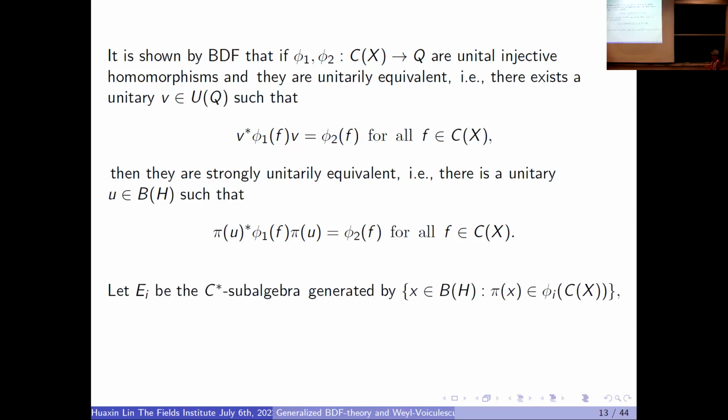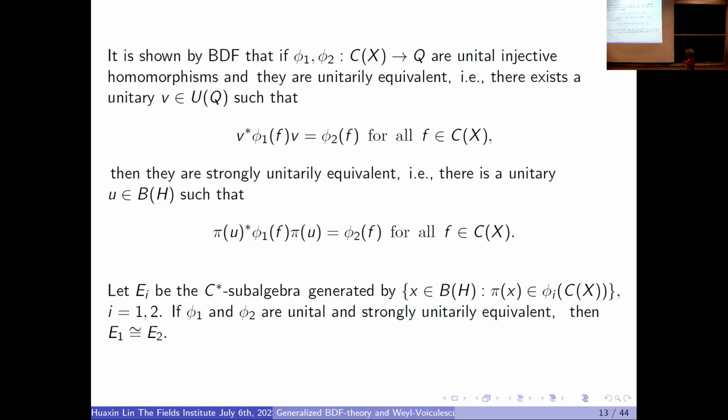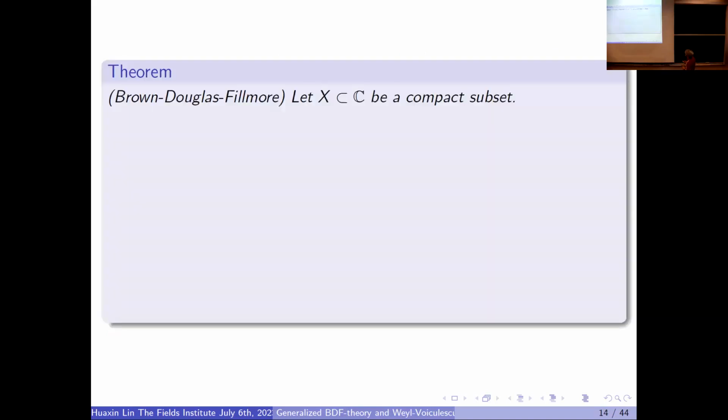That's just true for the commutative case. In particular, in the commutative case, if it's not the commutative case, then so now let's look at the C-star algebra corresponding to the extension. That is, if phi 1, phi 2 are unital and strongly unitary equivalent, then these two C-star algebras are actually isomorphic.